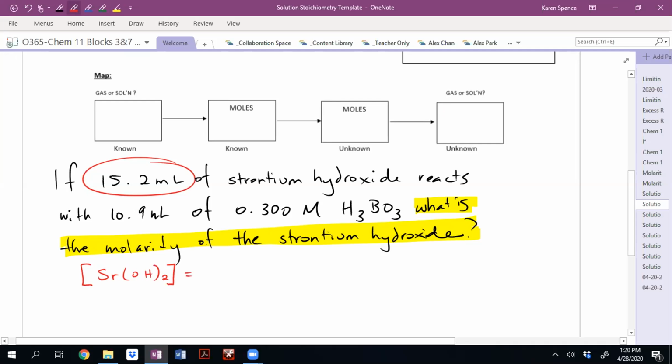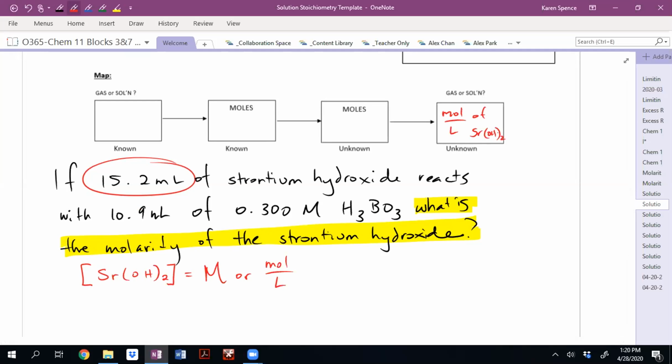Molarity is measured in what? What's the unit of molarity? Molar, or moles per liter? Moles per liter. I'm going to write it as moles per liter because that way it keeps me on track. So we want to find the concentration, the moles per liter, of Sr(OH)2.